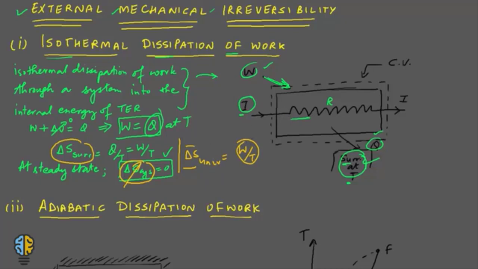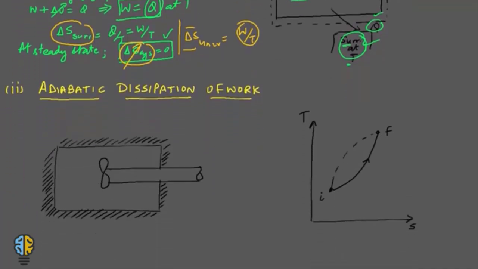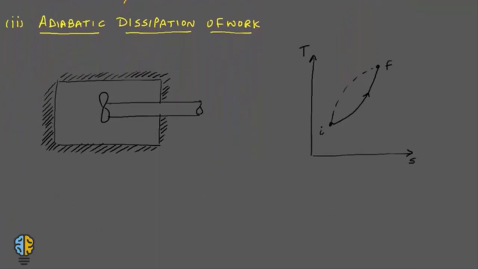Now the next case is of adiabatic dissipation of work. Let W be the stirring work. So this is a stirrer. It rotates and stirs up a liquid inside this chamber. There is some liquid inside this, and this liquid chamber is insulated from the outside, so there can be no heat interaction to and from the surroundings.